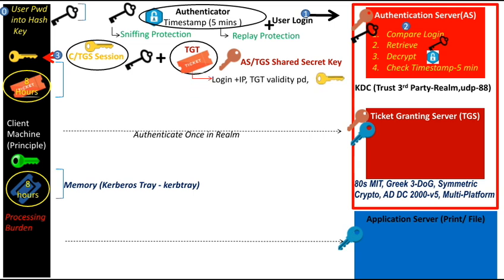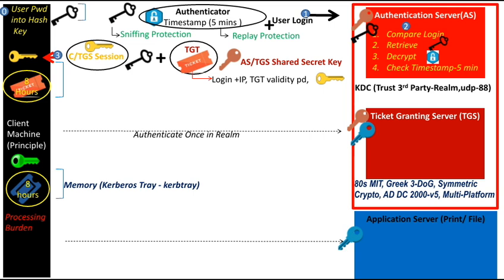So the ticket granting ticket contains the login of the user, its IP address and its validity period, that is normally 8 hours. And moreover, it also contains the session key which will be used between the client and the ticket granting server. So these 4 pieces of information are encrypted by using a shared secret key which is only known to the authentication server and the ticket granting server.